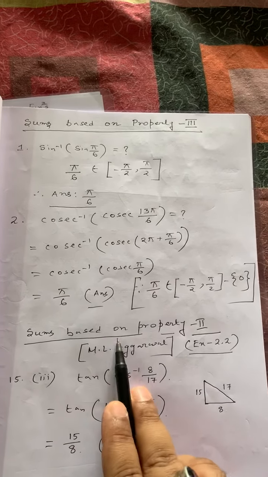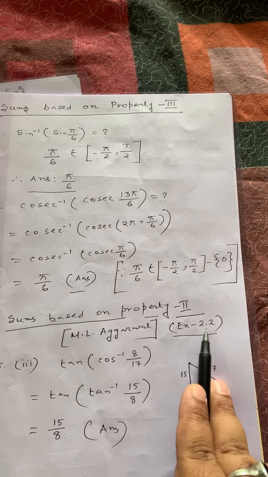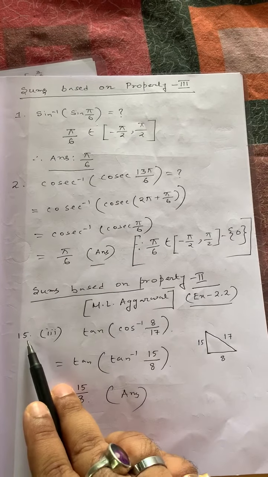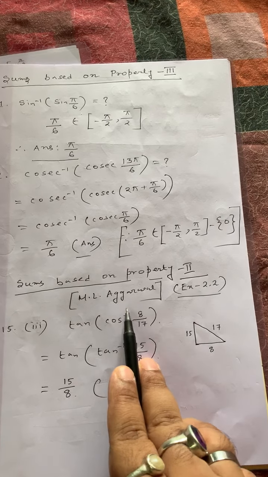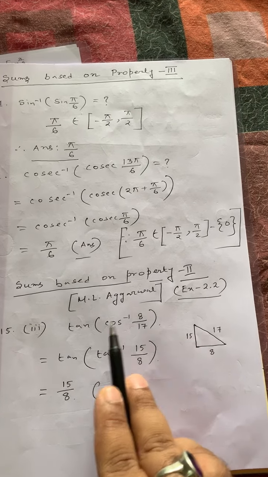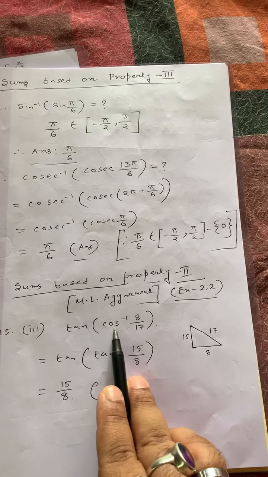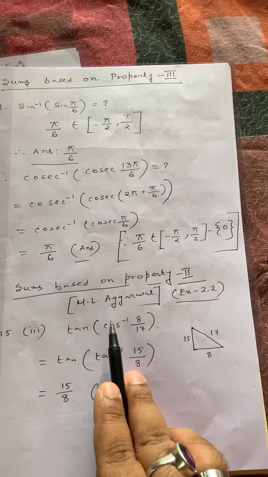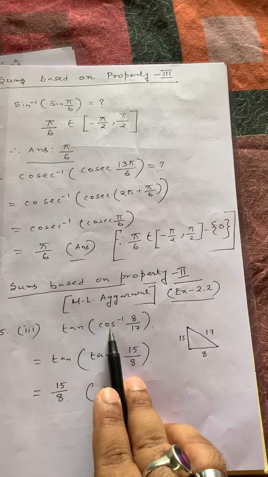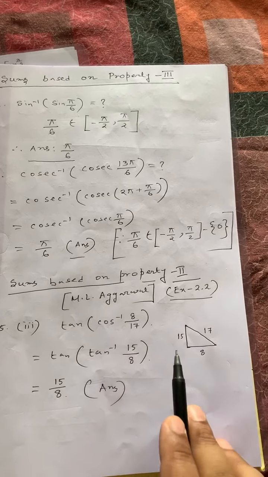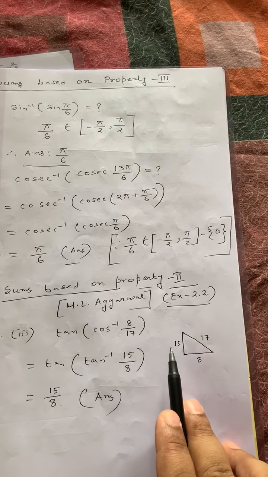Now see, a sum based on property 2, taken from the ML Agarwal book, exercise 2.2. Check out this sum, 15 part 3. We have to find out the value of tan of cos inverse 8 by 17. Now remember, whenever you have tan outside and inside you have some other trigonometrical function but not tan, what is our objective? In place of cos inverse, we have to bring tan inverse. For that we are using the triangle method, which I told you earlier also.